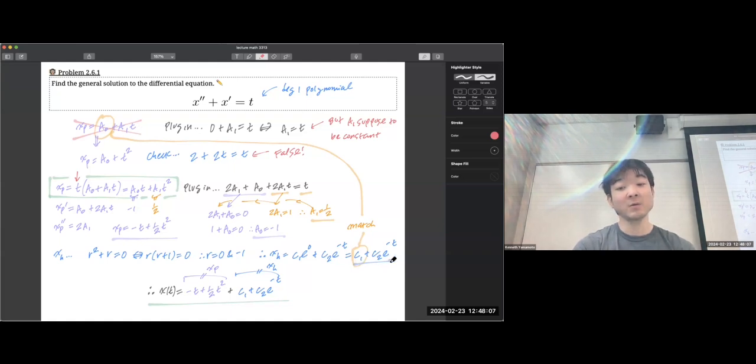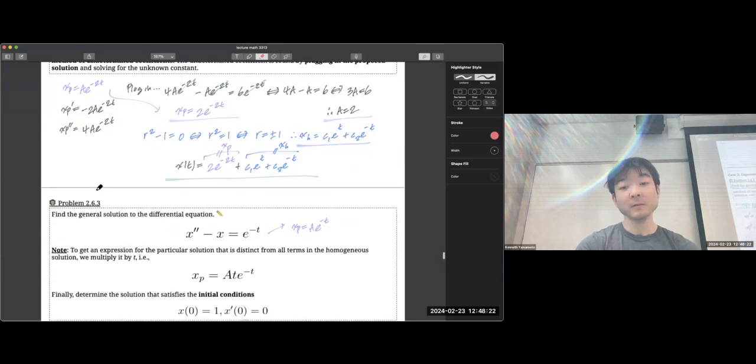And then I get this solution. And I notice that one of the homogeneous solutions does match with one of the terms in the particular solution. And so I'll probably need to multiply by t. And then you just take the whole thing and multiply by t. And so that's consistent there as well.